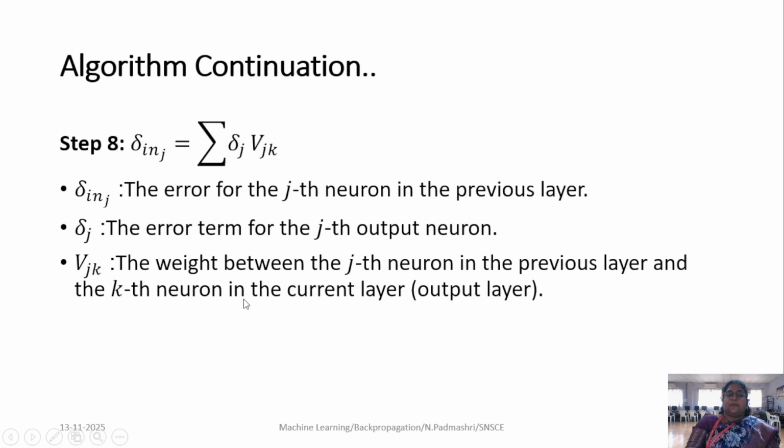This is the 7th step. The 8th step I will explain again. Delta_inj, so what is the 8th step? Delta_inj equals the summation of delta_j into v_jk. Whatever delta_in we represent is the error of the jth neuron, and delta_j is the error term for the jth output neuron, where inj is the previous neuron, this is the output neuron, and v_jk is the weight between the jth neuron in the previous layer.